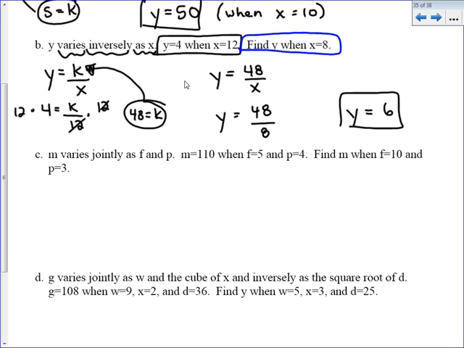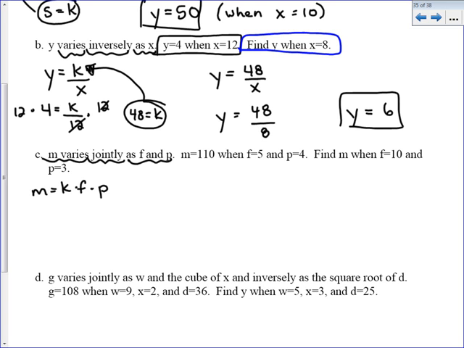All right, C, M varies. Stop right there and start writing your equation. So the variable I'm starting with this time, it's not y, it can change. So I'm starting with M. The only variable you will not see is k, because k is always going to be our constant. So M varies. What always comes after my equal sign? K. Always have a k. Jointly. What operation am I going to be using? Multiplication. It just means there's going to be two or more factors there. So notice as F and P, it's going to be times F times P. That's what jointly just means, there's more than one thing.